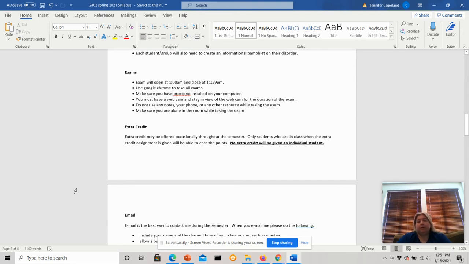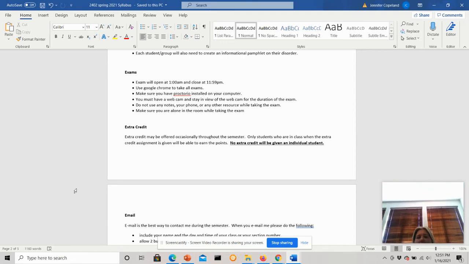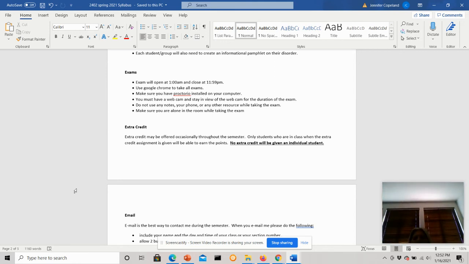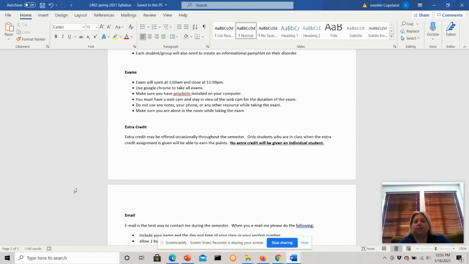You will need to have a webcam. That's required, and you're going to need to be in view of the webcam for the duration of the exam. So make sure that you don't start taking the exam and then do something like this with the webcam. That's not allowed. You need to make sure that you're in the view of the webcam for the duration of the exam. Do not use any notes.